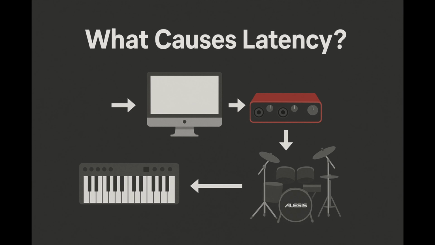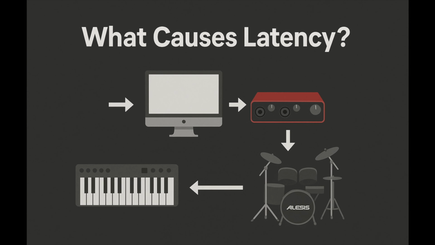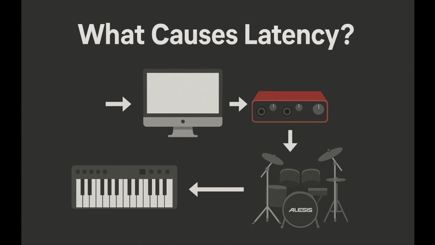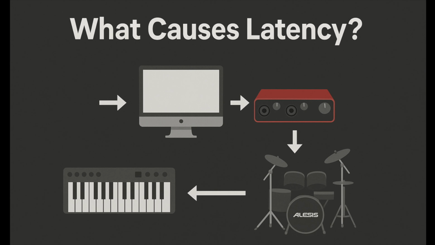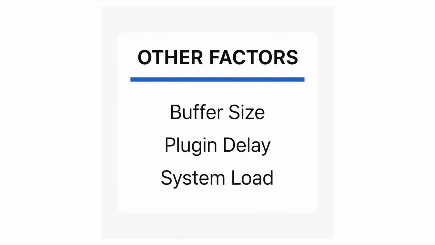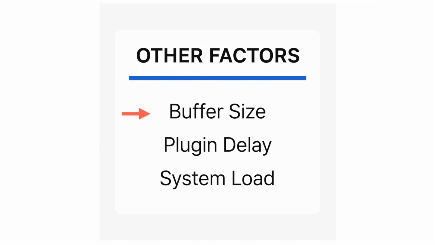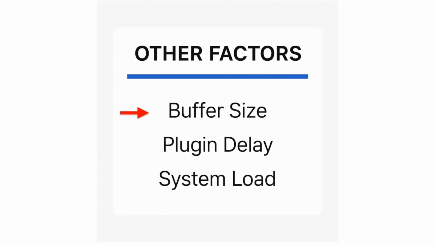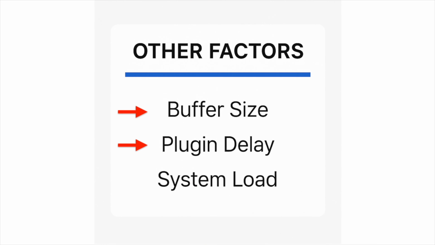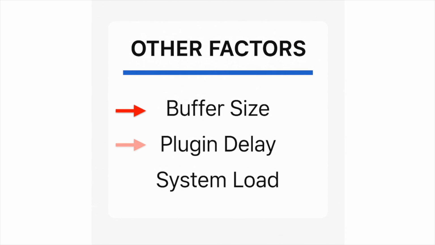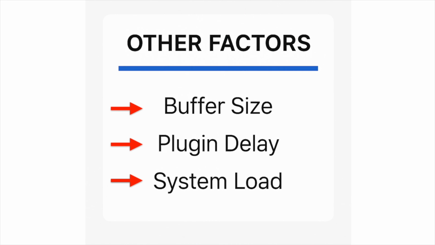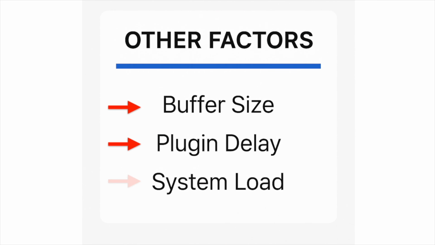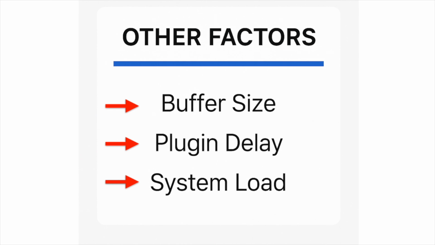Latency happens when your system needs time to process sound. Your plugins, buffer size, and audio interface all add delay between what you play and what you hear. When you hit a note on your keyboard or drums, the signal travels through your interface into Logic Pro, where plugins and system load can introduce extra delay. The more processing your system has to do, the longer it takes to get your sound back out to your headphones or speakers.